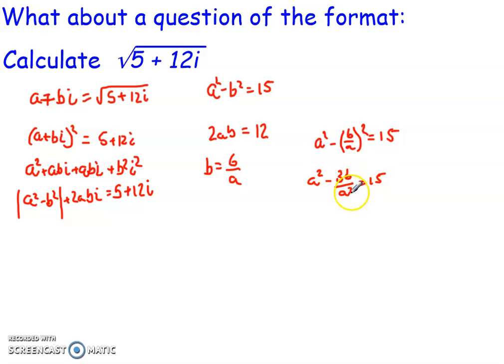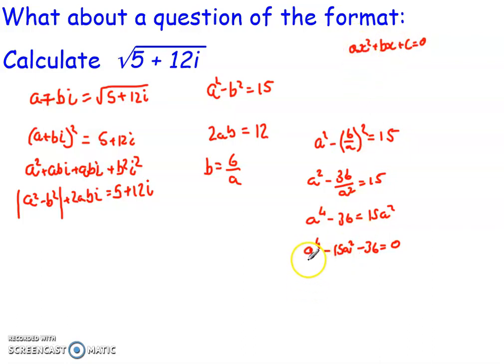If I multiply through by a squared, what I end up getting is a to the power of 4, take away 36 equals 5a squared, shift it across here, and I've got a to the power of 4, take away 5a squared, take away 36 equals 0. Now this is in the format of a quadratic, the only difference being quadratics are normally ax squared plus bx plus c equals 0. The only difference is, in this case, what would be my x is actually a squared.